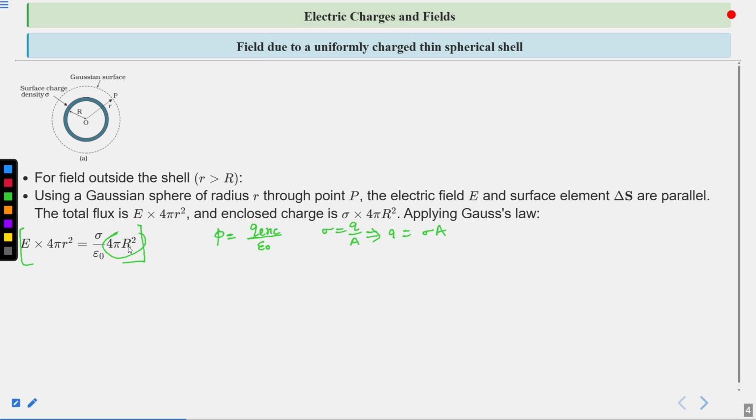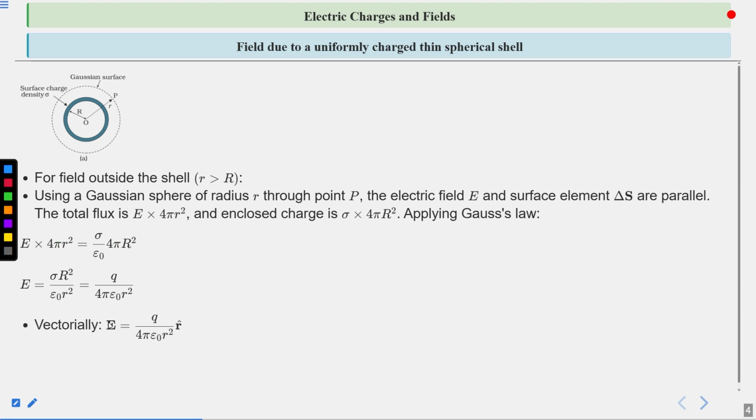Now solve this. The 4 pi cancels out, so the equation becomes E is equal to sigma R square divided by epsilon naught r square, which is equal to Q divided by 4 pi epsilon naught r square. So this is the field at a point P due to a uniformly charged thin spherical shell. Vectorially, E is equal to Q divided by 4 pi epsilon naught r square, r cap.